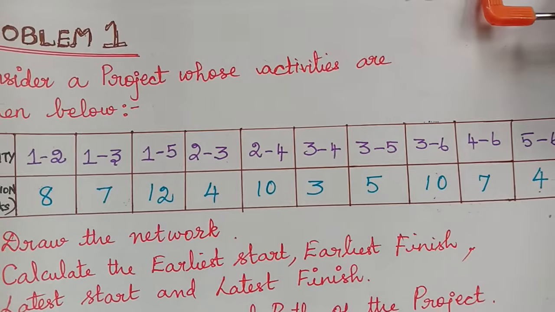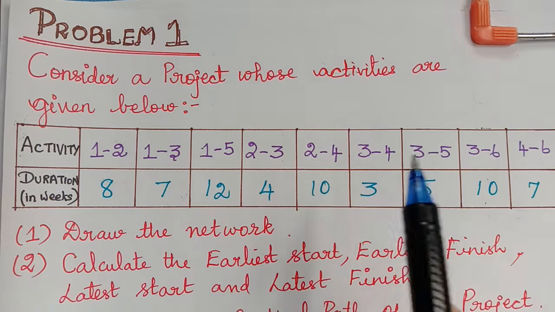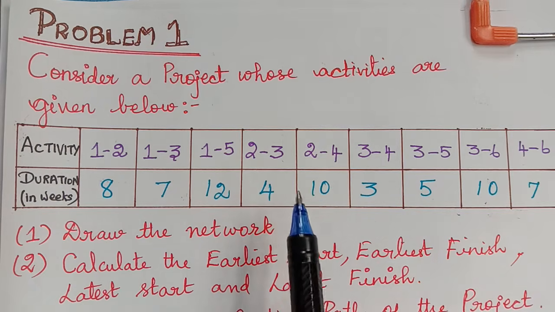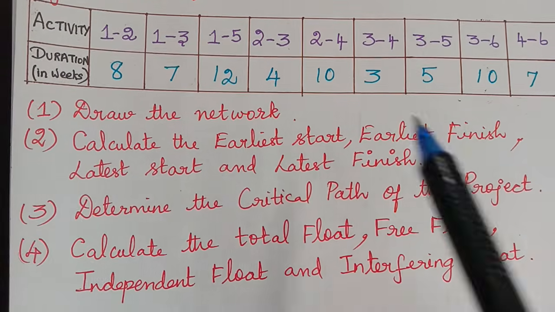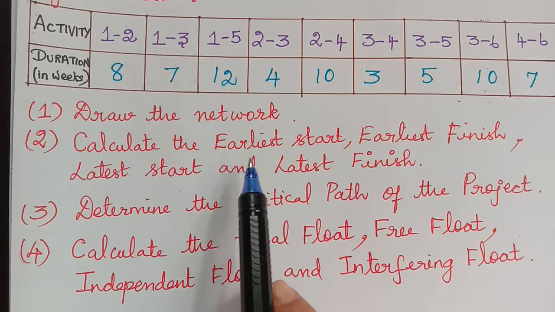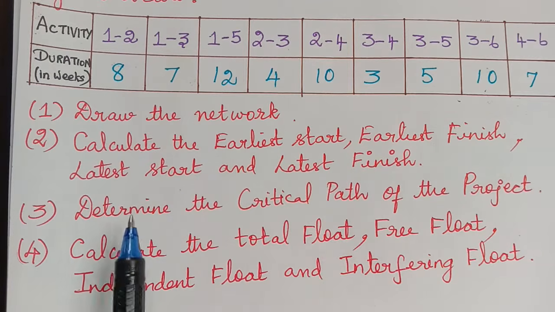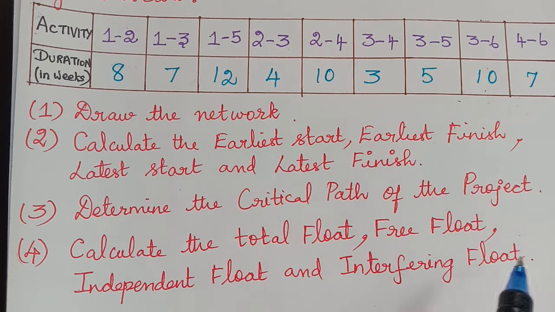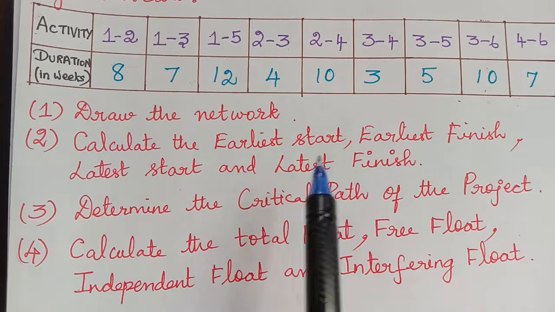Now here we have the first question which says draw the network. As the first step, we have to draw the network diagram for this given activity. There are more questions on this problem: they ask us to calculate the earliest start, earliest finish, latest start and latest finish, to determine the critical path of the project, and to calculate the total float, free float, independent float and interfering float. We shall see all this for this problem. So first step, we have to draw the network for this given problem.